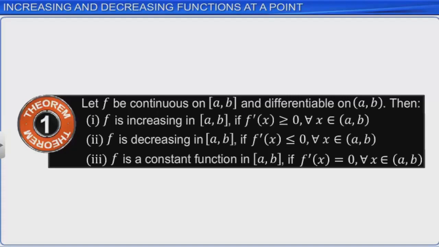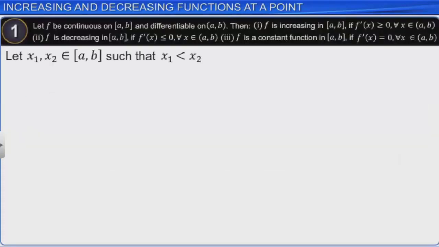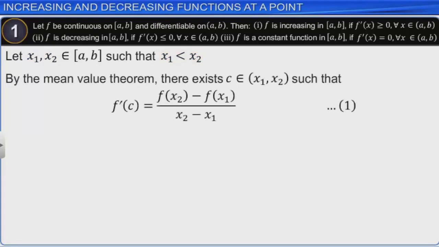Let us prove the theorem now. Consider two arbitrary elements, x1 and x2, such that x1 is less than x2 in the closed interval a, b. By the mean value theorem, there exists an element c in the open interval x1, x2, such that the derivative of f at point c is equal to the value of f at x2 minus the value of f at x1 upon x2 minus x1.